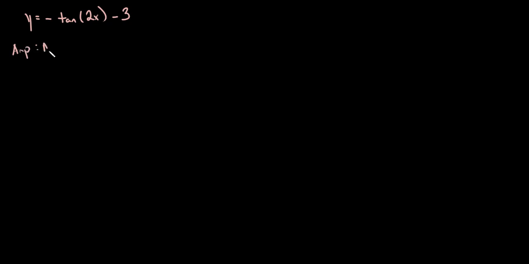Amplitude, well, there is none. It's also not being vertically stretched at all, because I don't see a 2 or 1/2 for vertically compressed. But I do see that negative. Remember, that negative means we're reflected over the x-axis, which is going to flip our pattern. So our amplitude is none, but we are reflected over the x-axis.